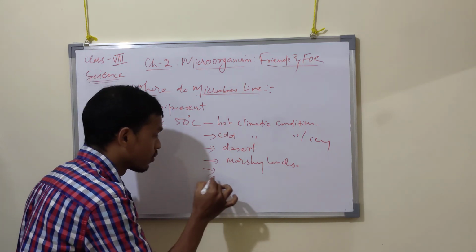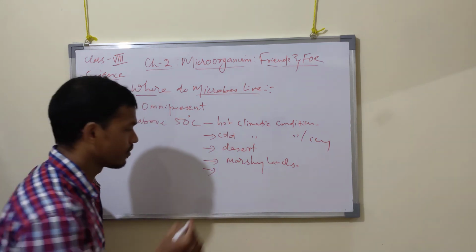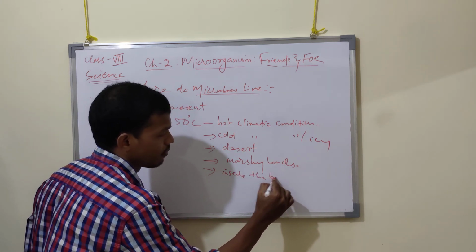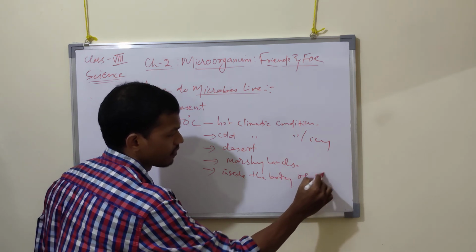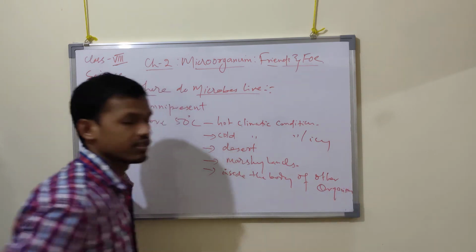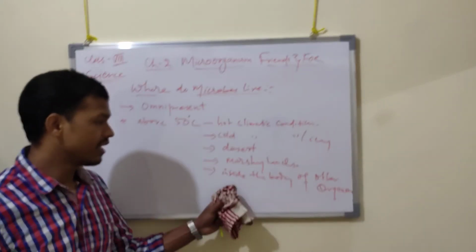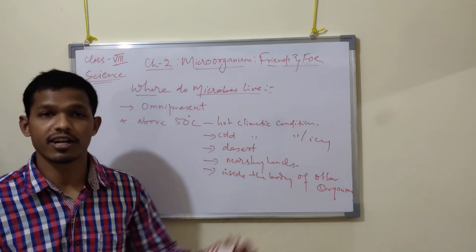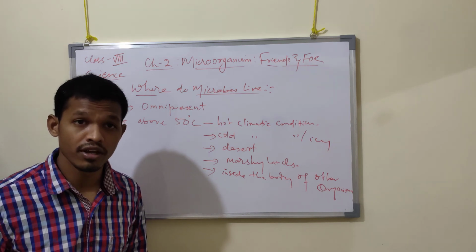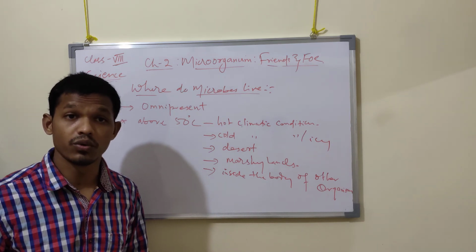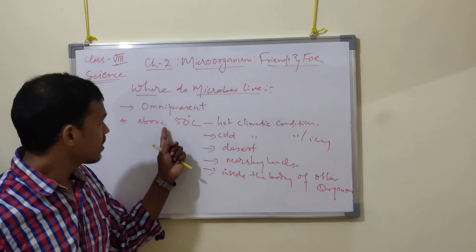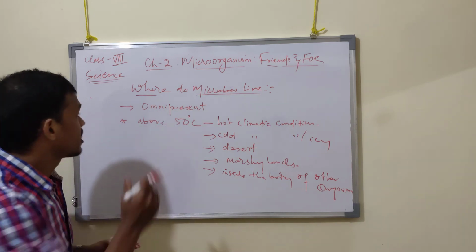Also there are certain microorganisms which live inside the body of other organisms. They use their apparatus, like a virus. When they enter another organism's body, they use the apparatus required to carry out their metabolism; they use it as a host cell. Therefore microorganisms are stated to be omnipresent.